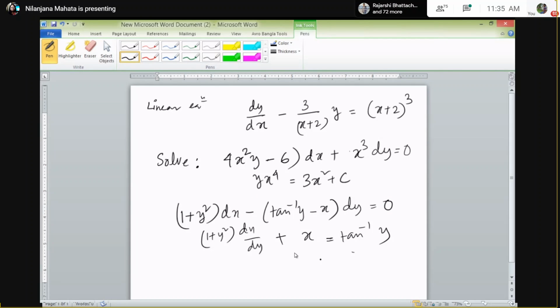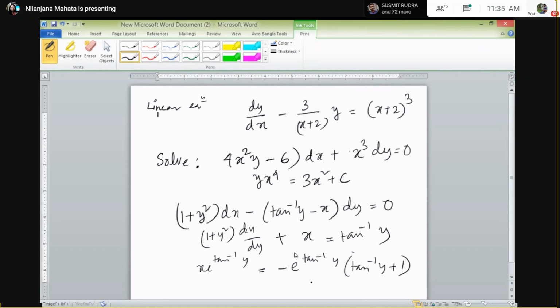The answer will be x e to the power minus tan inverse y equals minus e to the power minus tan inverse y into tan inverse y plus 1 plus c. Ma'am, I have got something different. The answer will be e to the power tan inverse y into x equals e to the power tan inverse y plus c.